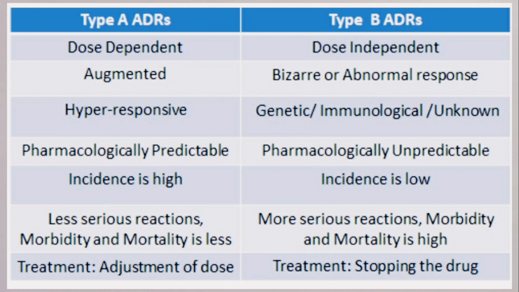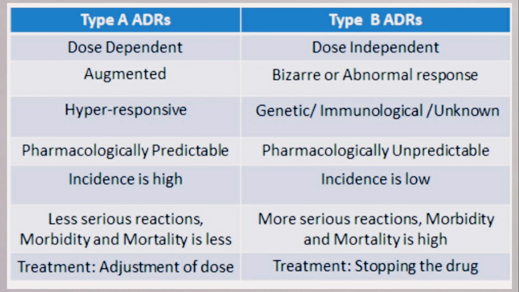Type A adverse drug reactions are pharmacologically predictable because they are related to the main pharmacological action of the drug. Type B adverse drug reactions are pharmacologically unpredictable. In terms of incidence, type A adverse drug reactions are very common, so the incidence is very high. However, these are less serious adverse drug reactions and the morbidity and mortality is low. Whereas type B adverse drug reactions, the incidence is low, that is, they are less common, but they are more serious adverse drug reactions with more morbidity and mortality.